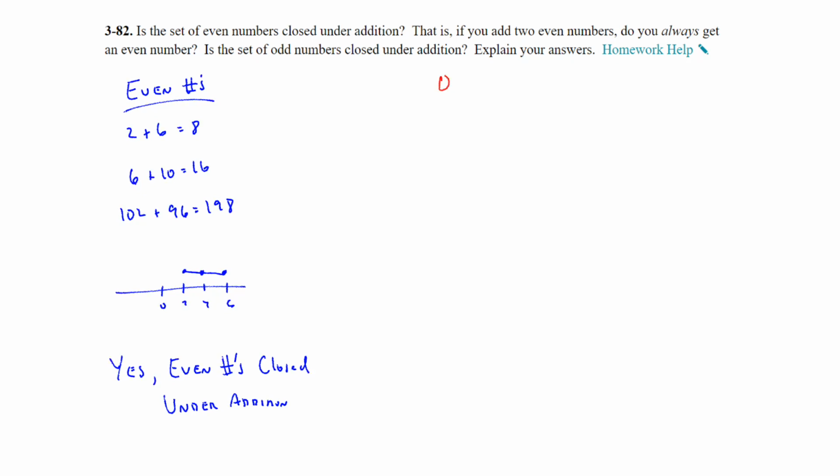All right, what about odd numbers? If you add 2 odd numbers, are you going to get an odd number back? So we'll just start with 1 plus 3, and you'll notice right away you get an even number. So definitely doesn't work. What if you add a couple other odd numbers? What do you notice about every single time that you add an odd number?